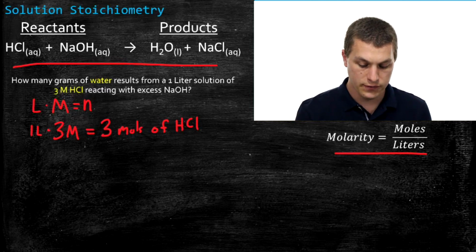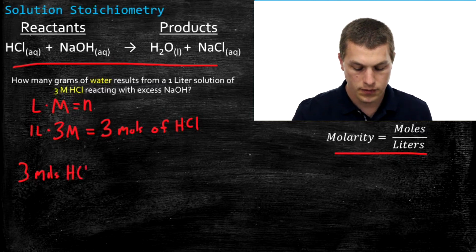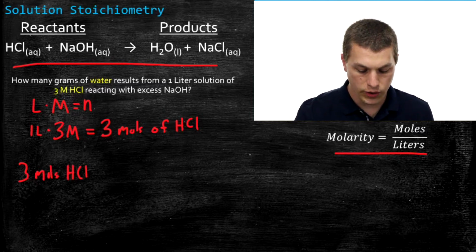And the way we can do that with a conversion factor is we just start off with 3 moles HCl. And then we're going to cancel out the HCl.